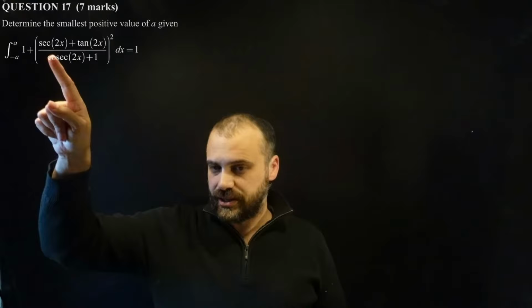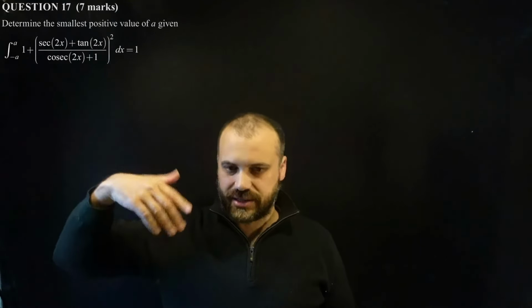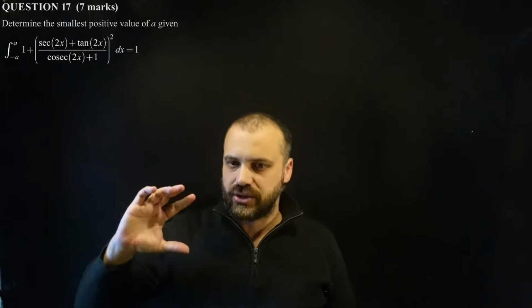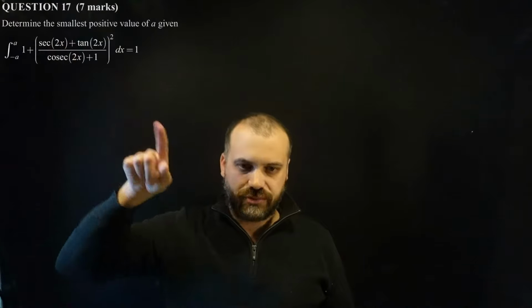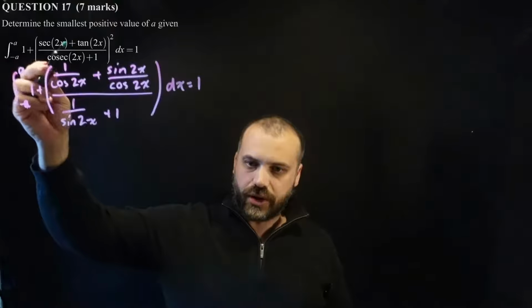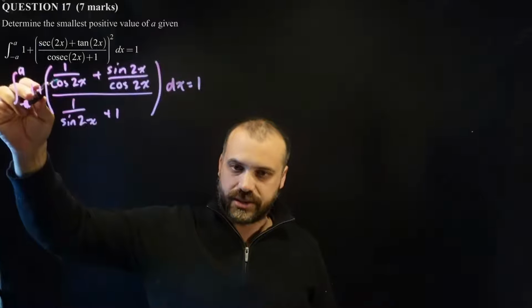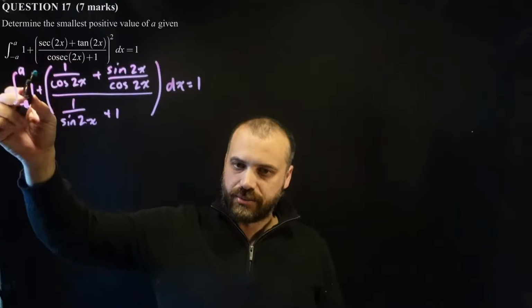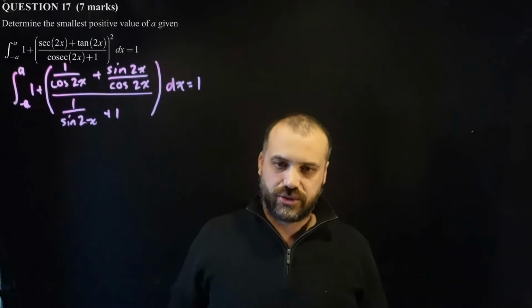So let's look at this. I see a sec and I see a tan. So I know that sec is 1 over something, and I know tan is something over something else, and I know that cosec is something over something else. So I should be able to rewrite all of this in terms of trig ratios that are fractions. That'll allow me to start pushing stuff together. So going through it, we've got sec 2x, and that's equal to 1 over cos 2x. We've got tan 2x, and that's equal to sine 2x over cos 2x. And on the bottom, we had cosec 2x, and that's equal to 1 over sine 2x.